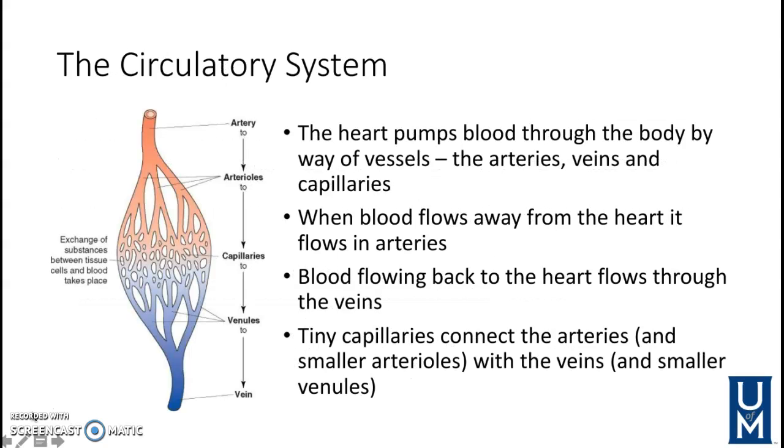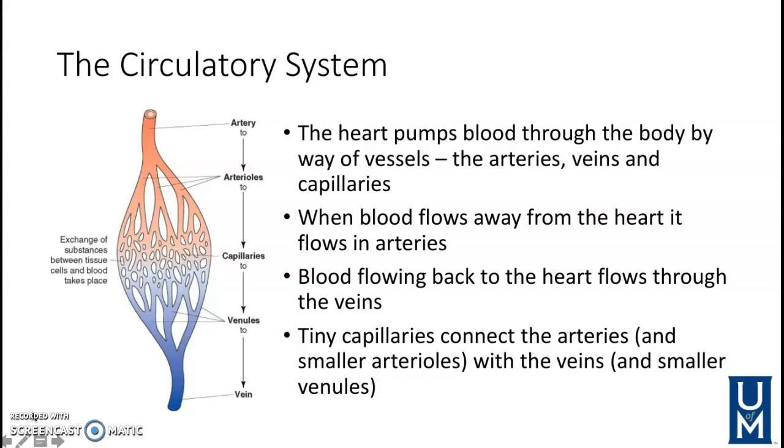So moving on to the circulatory system, it's important to understand how blood flows through our body in relation to how we obtain blood. So we obtain blood from veins and not arteries. Remember, arteries are what we were palpating for a pulse.